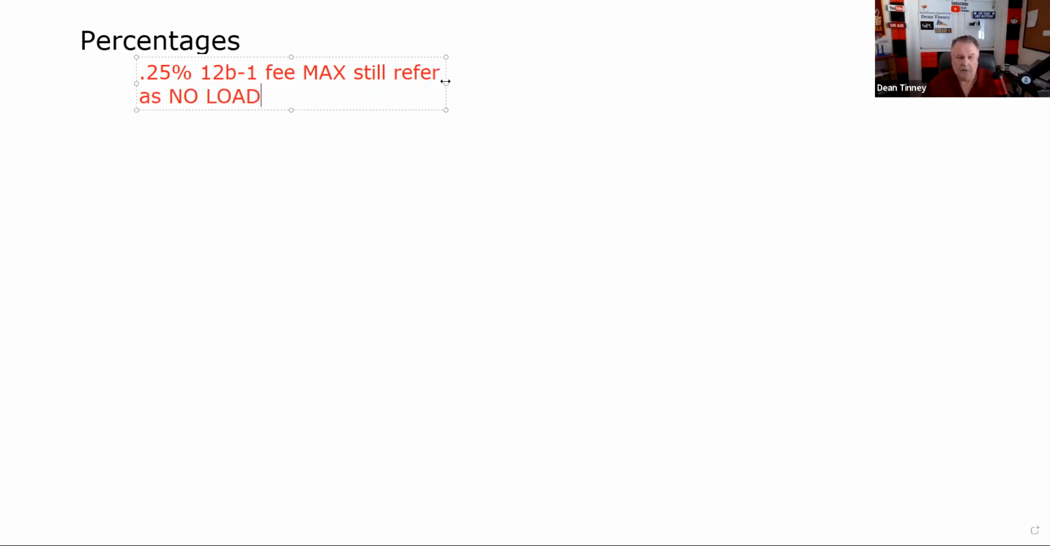Right, and then over the life of the fund, the max that could be would be 3/4 of 1%, or 75 basis points, or 75 bips. Now, remember, you go past 25, you can't refer to yourself as a no-load fund, but once you're past that, the next road stop is 3/4 of 1% over the life.